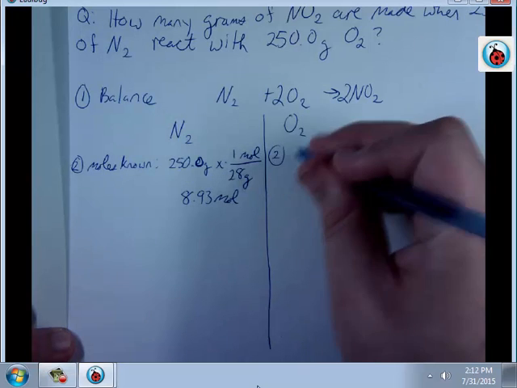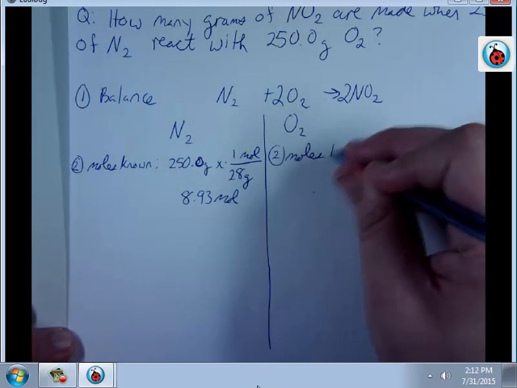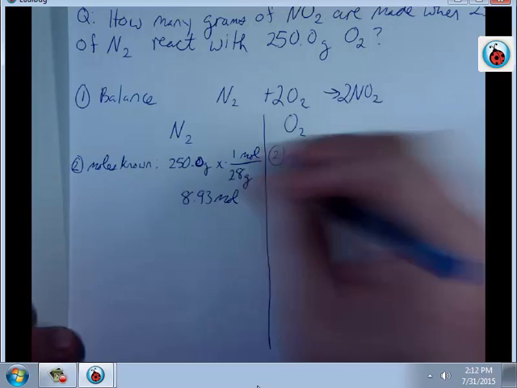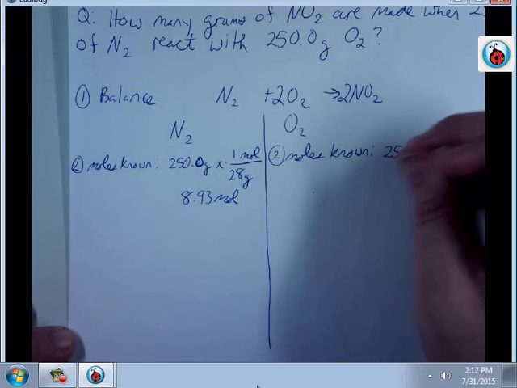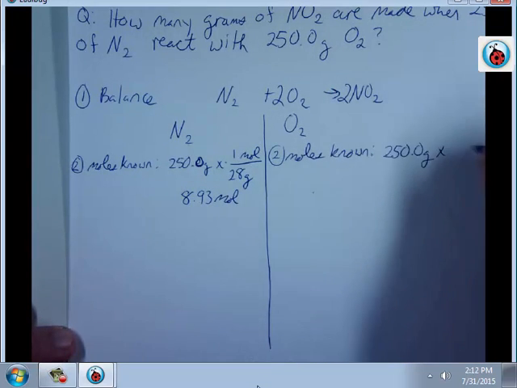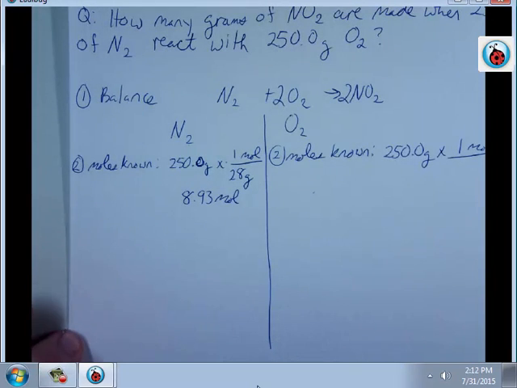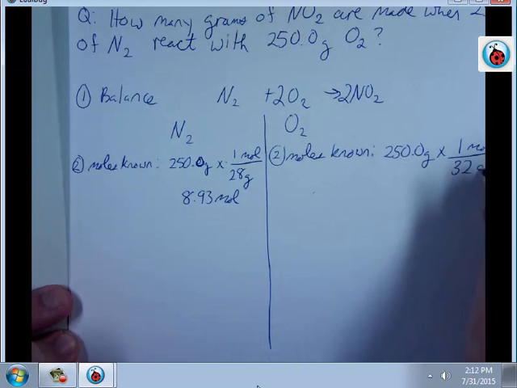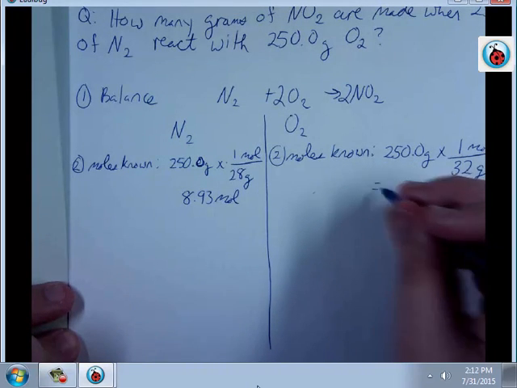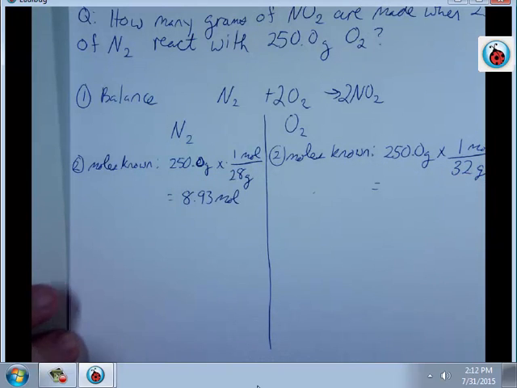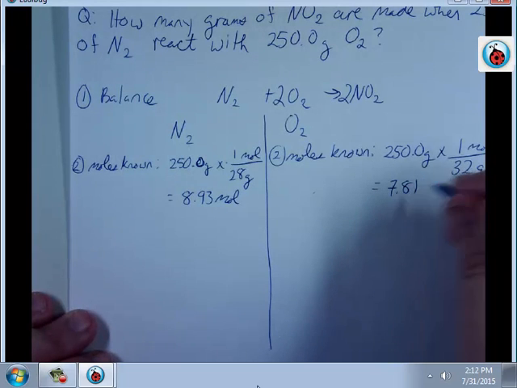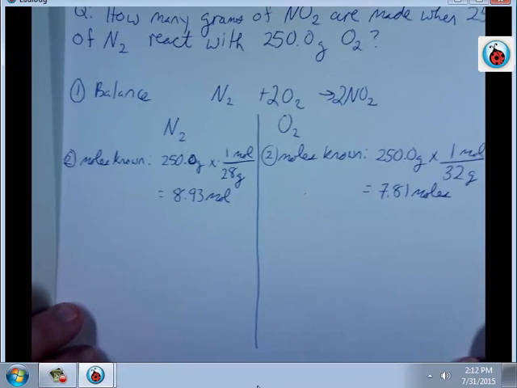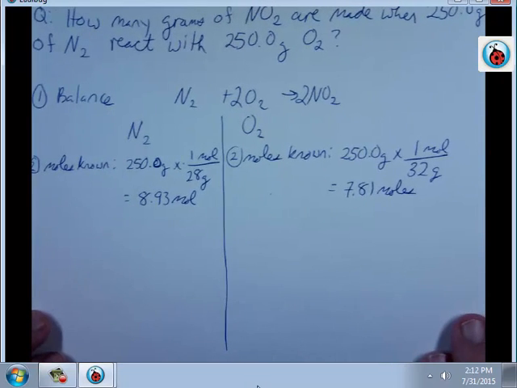And if I do moles known here, I have 250.0 grams times 1 mole over, oxygen is 32 grams. Should add the equal sign there. And I get 7.81 moles. Slide this over some.